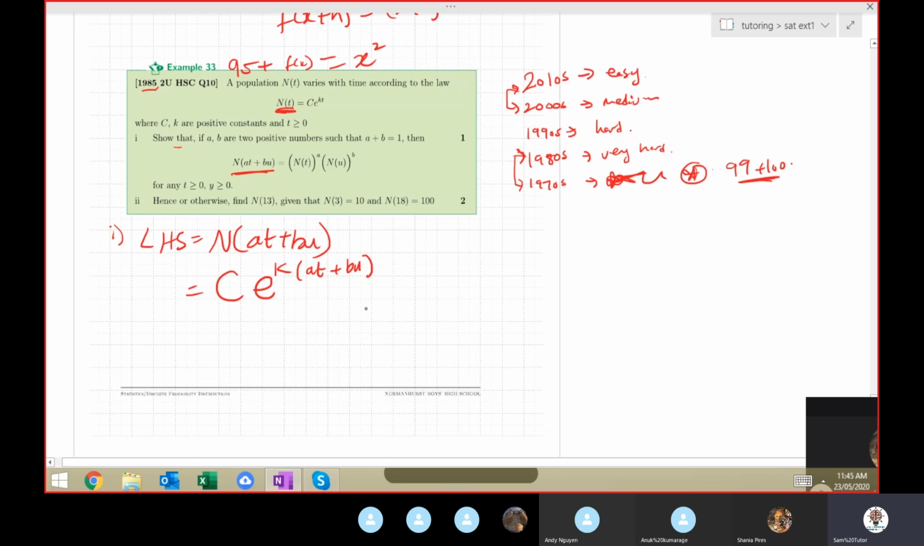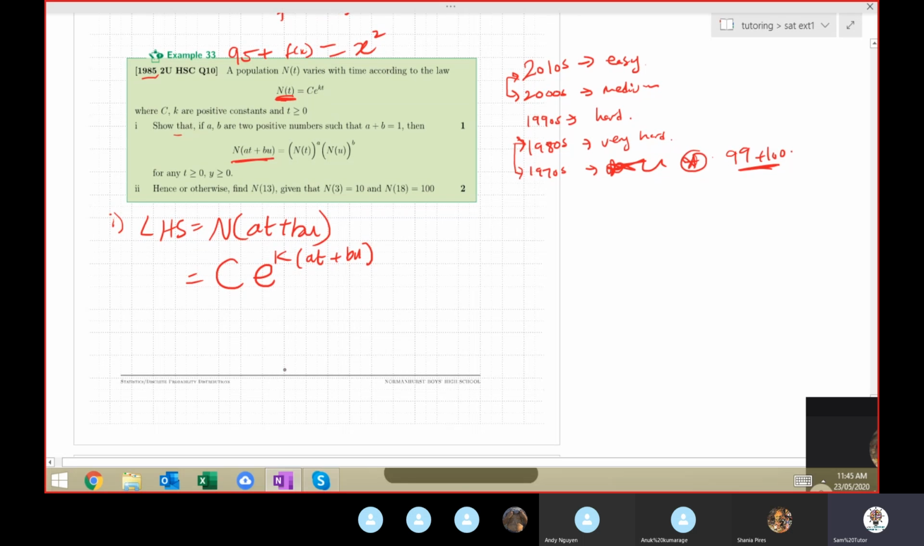Do we get that? Or are we going to say that again? C, E, K. Instead of the T, replace it, or substitute it, for AT plus BU. Exactly what it's saying. Okay.